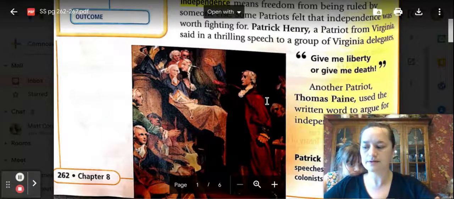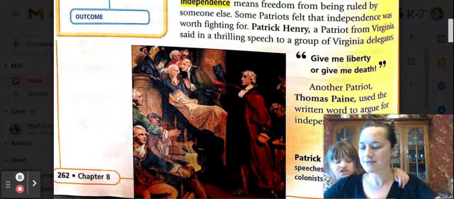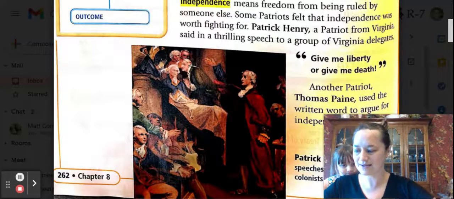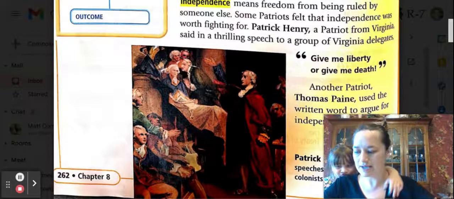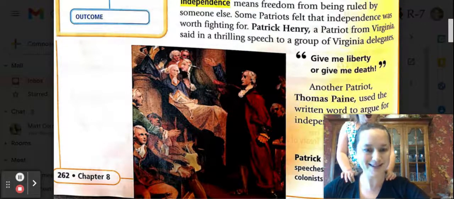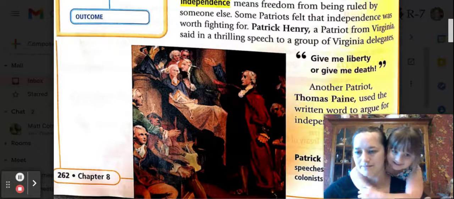Okay, so in your notes, 2 things that you need to write from this page: patriots wanted independence from Britain after the battles of 1775. What is independence? Independence is freedom from being ruled by somebody else. That's important. That's going to be on your social studies test.